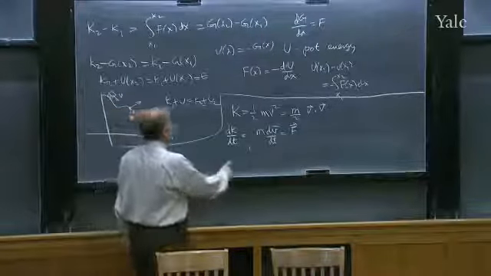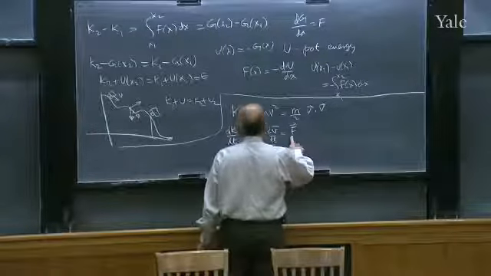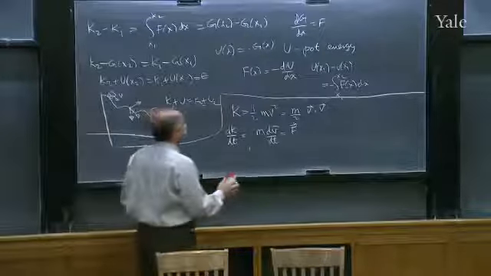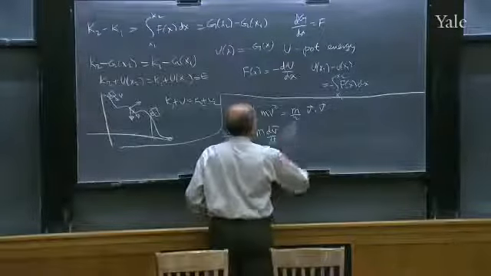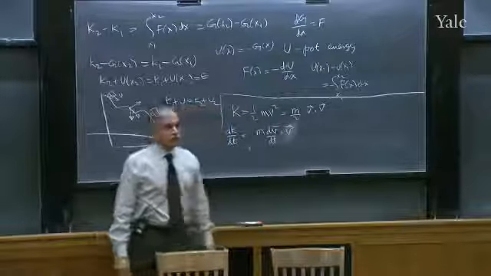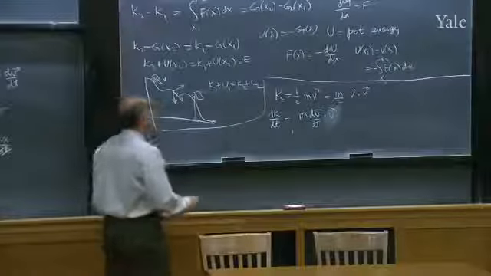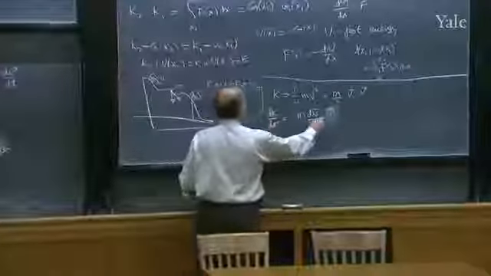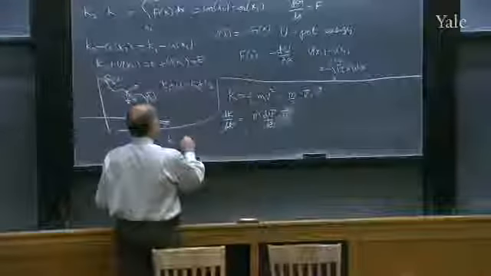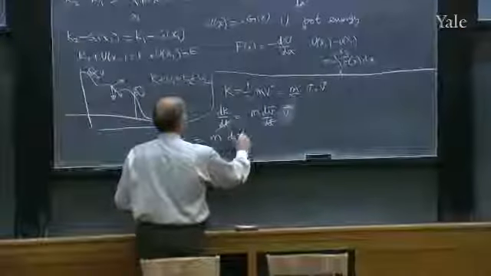I'm sorry. Let me erase this. It's not m dv dt. It is m dv dt dot v. So if you integrate this, cancel the dt, and add all the changes, you will find k2 minus k1 is m times dr.